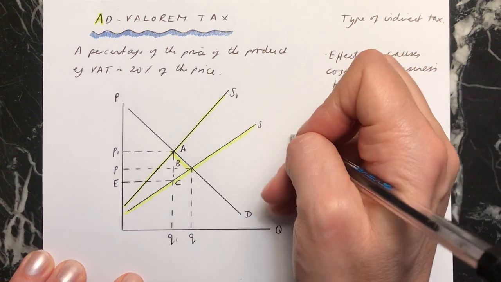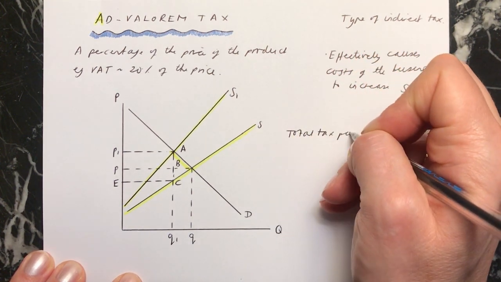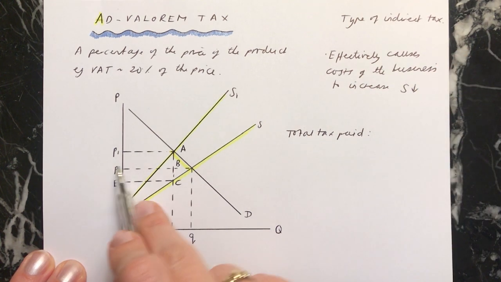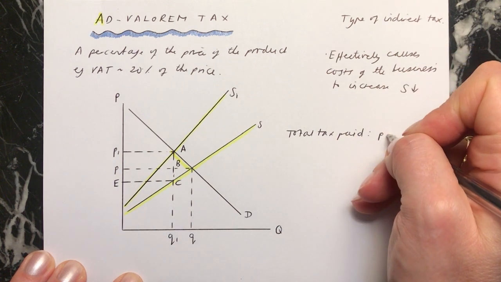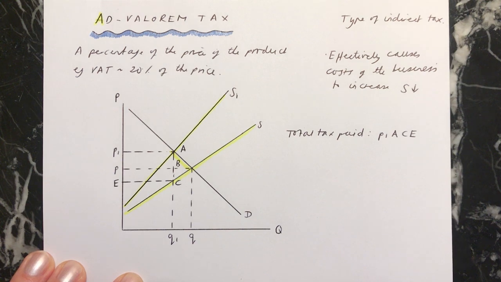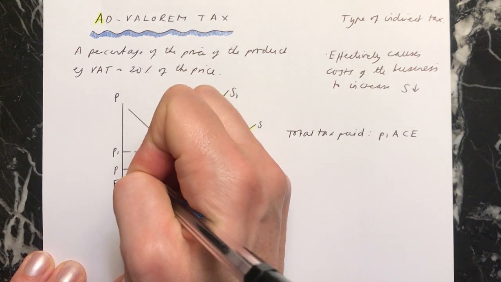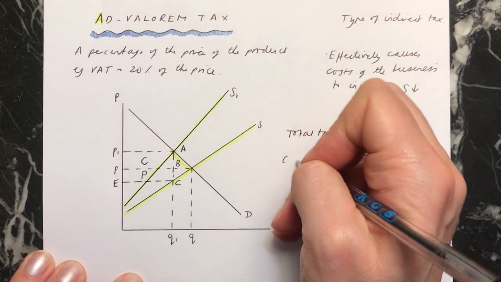And now we can see that the total tax paid is going to be the area P1ACE. And then, as before, the top box, you divide it using the old equilibrium. The top box is the burden on the consumer, the bottom box, the burden on the producer.